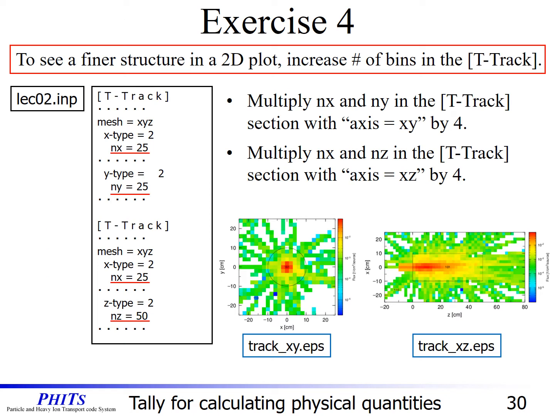Let's go on to exercise 4. To see a finer structure in a 2D plot, increase the number of mesh in the track tally section. Please multiply nx and ny in the track tally section with axis equals xy by 4. And please multiply nx and nz in the track tally section with axis equals xz by 4. After that, please execute PHITS and check the result.